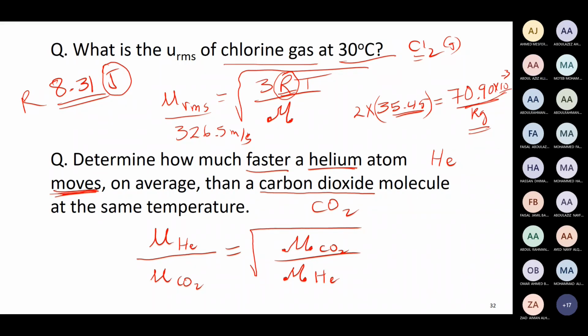Does this unit have to be kilogram or gram or what? It doesn't matter. Why? Because the units will cancel with each other. Clear?